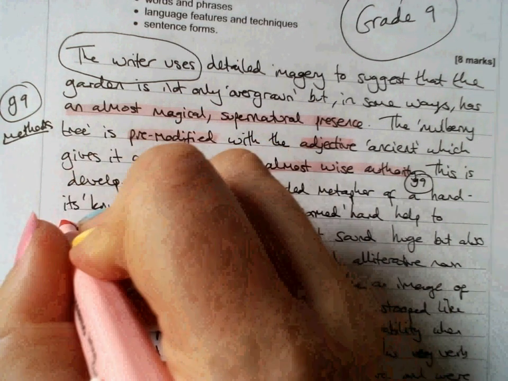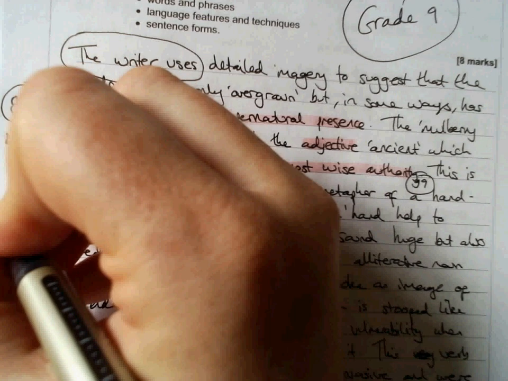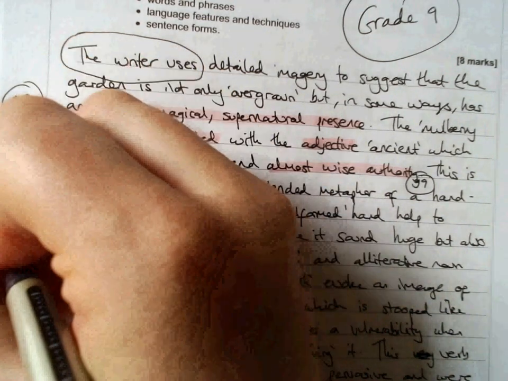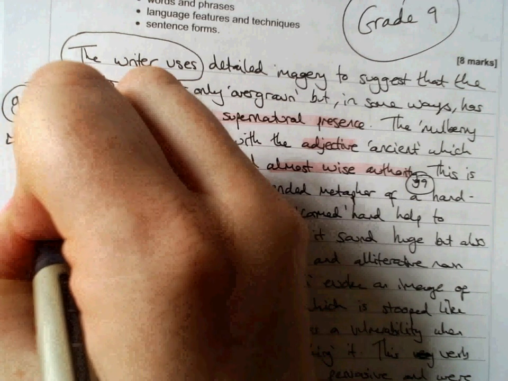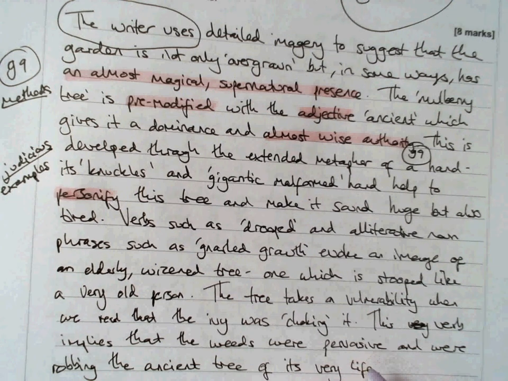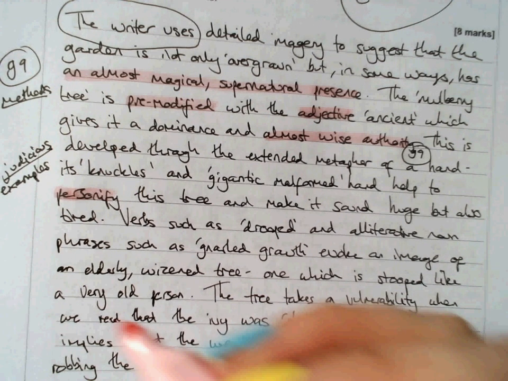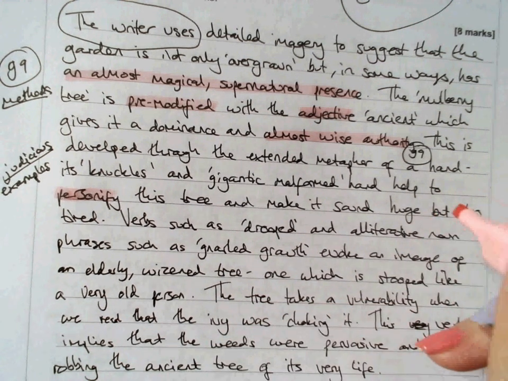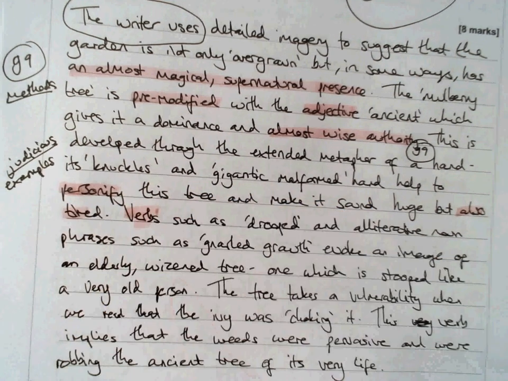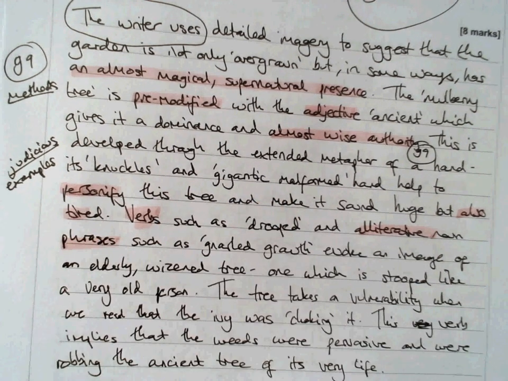So I've got more methods, and at grade 9 they want to see judicious, well chosen examples, small quotes clustered together, little patterns of them that work together. But also tired. So I'm not saying just one thing, trying to push on and say something else. And then we've got more methods, verbs such as drooped and alliterative noun phrases such as gnarled growth evoke an image of an elderly wizened tree, one which is stooped like a very old person.